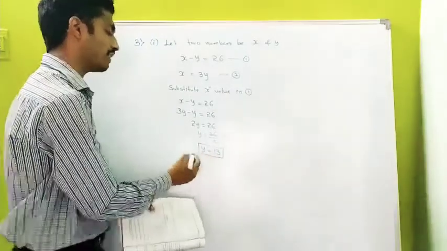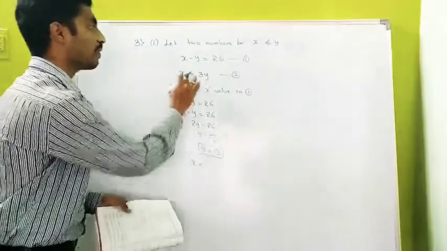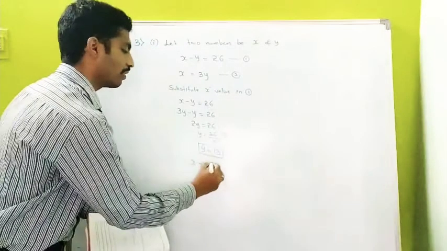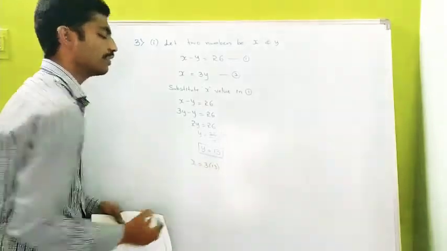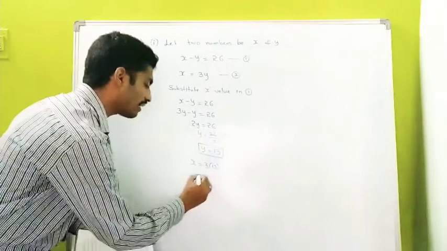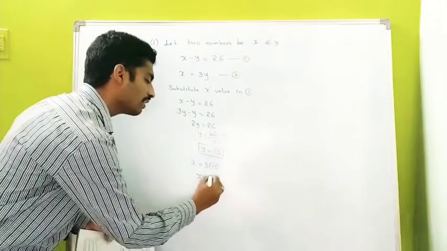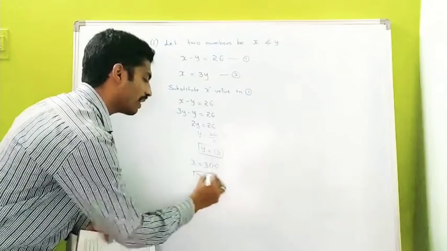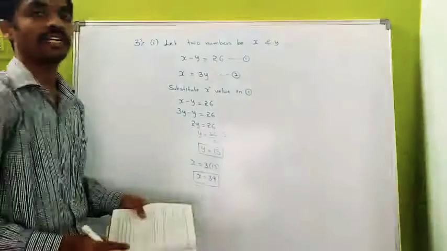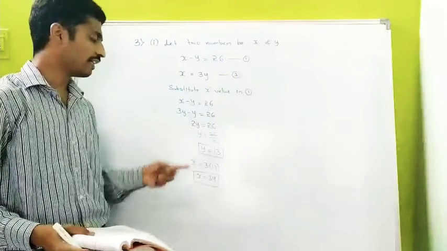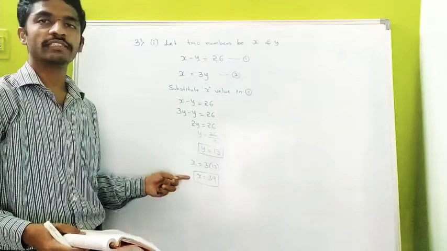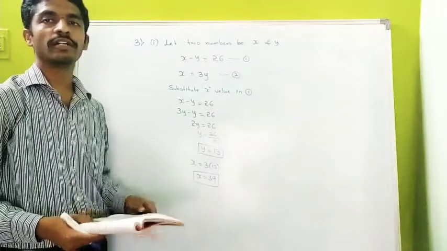So if y is 13, then x equal to, what is x? x is 3y. 3y means 3 into 13. So x equal to 3 thirteens are 39. So the x value is 39. So y is 13, x is 39. Okay, this is our answer.